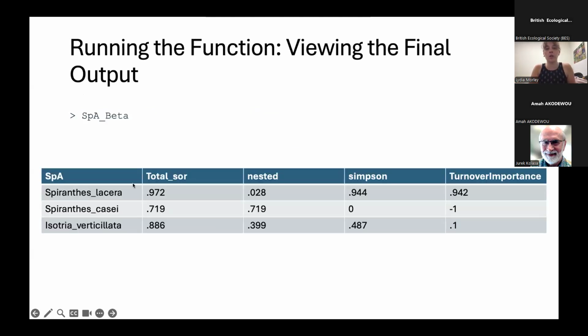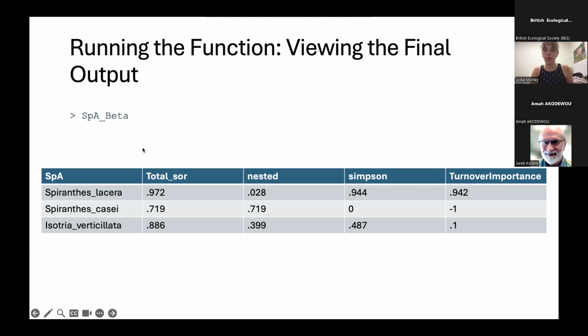It's a community matrix that is kind of an amalgamation of the 2 community matrices that you first import into R. If we look at the final output, this is our data frame, which is just SPA beta. That is all of the beta diversity measures for a focal species. SPA is all of your focal species, so species A. And then it will give you the 4 beta diversity measures that we've talked about today. You get total SOR, which is just the total Sorensen family beta diversity, multi-site. You get Simpson and nested, which are the turnover and nested components respectively. And then you also get turnover importance, which is again just the turnover component minus the nested component divided by the total beta diversity score.